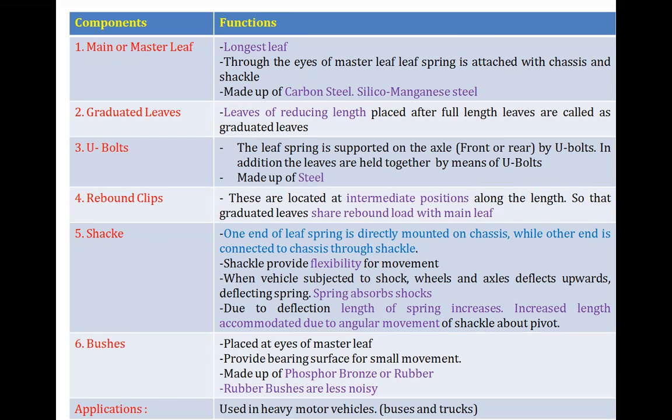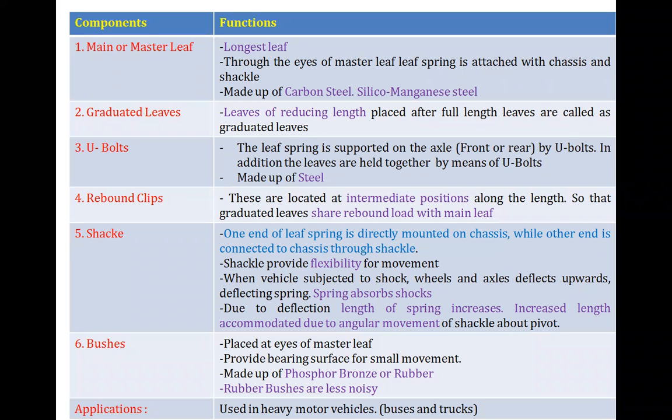U-bolt. The leaf spring is supported on the axle, that is front and rear, by U-bolt. In addition, the leaves are held together by means of U-bolt. It is made up of steel. Then rebound clip. Rebound clips are located at the intermediate position along the length so that the graduated leaves share rebound load with main leaf.